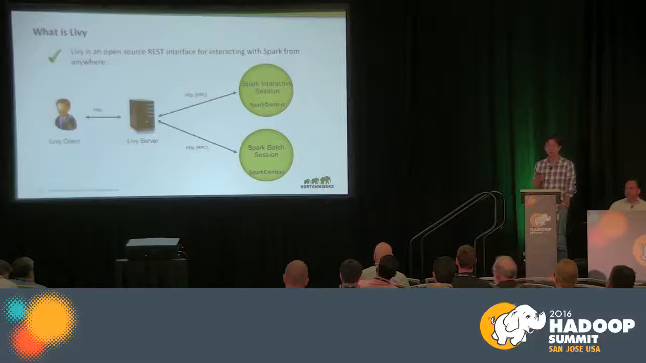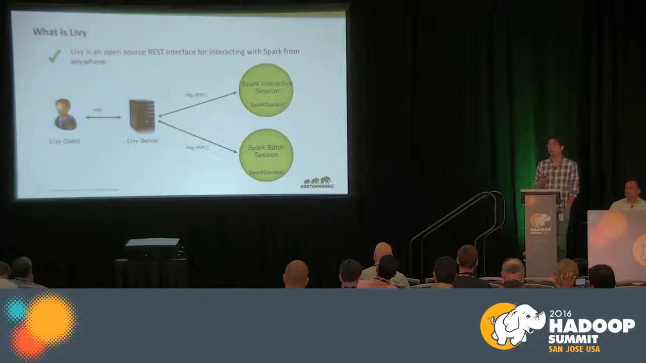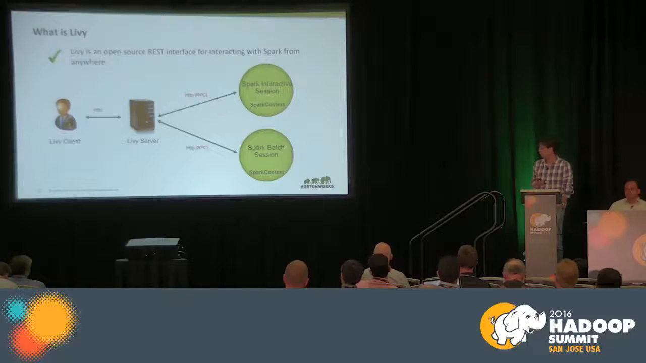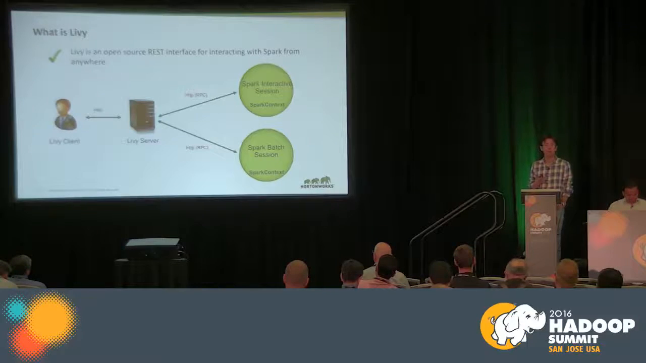And the Livy client can ask the Livy server to do a lot of things, such as launch Spark jobs, poll the job status, and even submit a piece of Spark code. On the right is the Spark session. Currently, Livy supports two kinds of Spark session. One is the interactive mode. The other is the batch mode. Since today's talk is about interactive analysis, we will focus on the interactive session. And the Livy server communicates with the Spark session using the HTTP protocol in Livy 0.1. And in Livy 0.2, it is changed to RPC due to some security reasons.